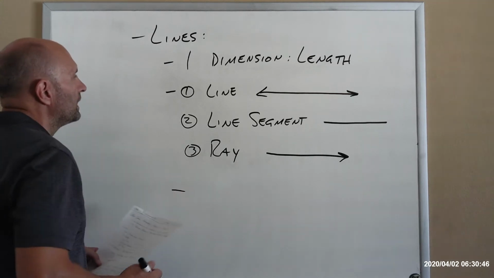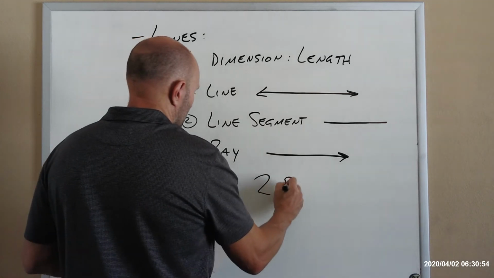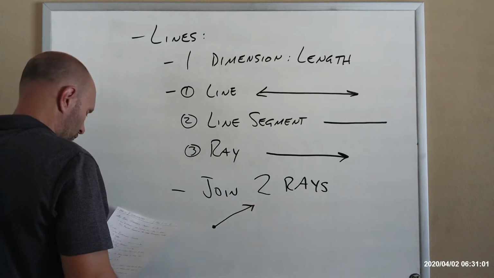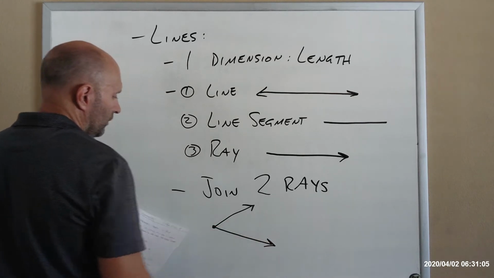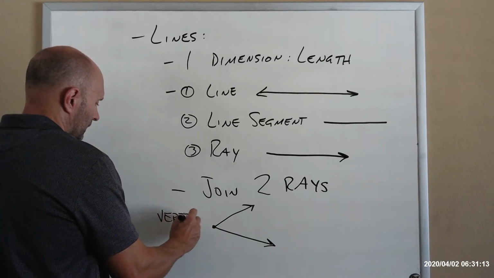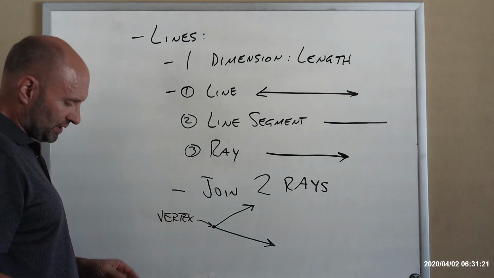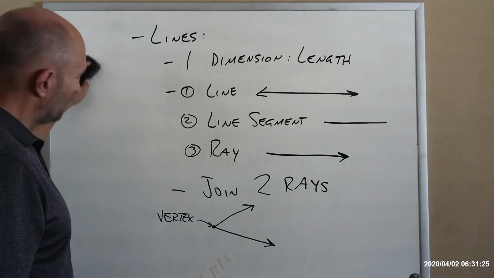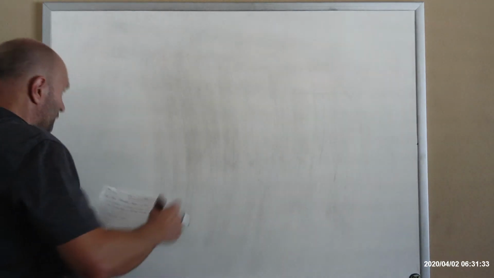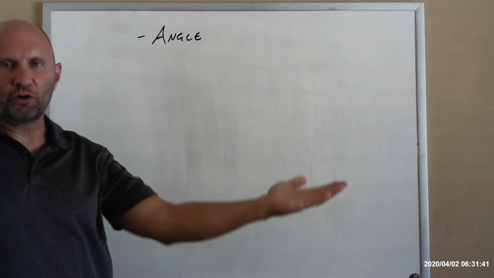All right, from this then, we can build using these points. If we join 2 rays, so we have a starting point, a ray goes in some direction. Same starting point, going in a different direction. This point where they meet up is known as a vertex. So if I have 2 rays starting at the same location, that location is called a vertex. When I have 2 rays that are joined together, meeting at a vertex, they form an angle.